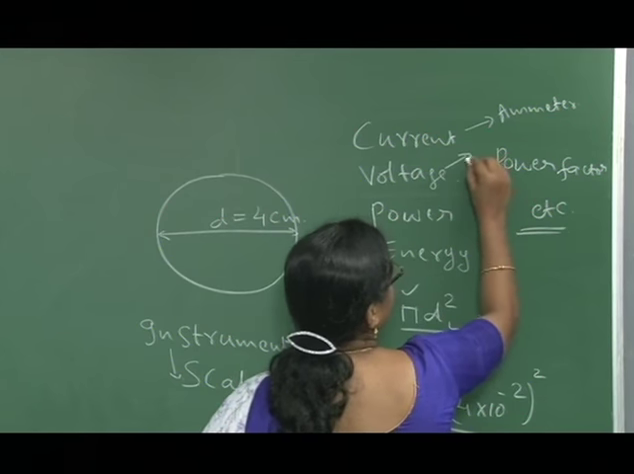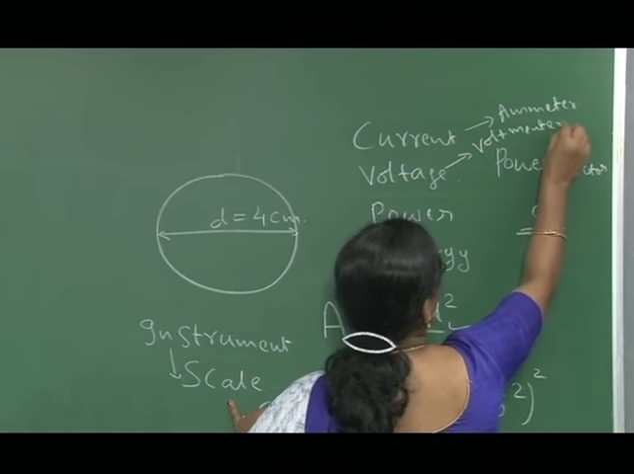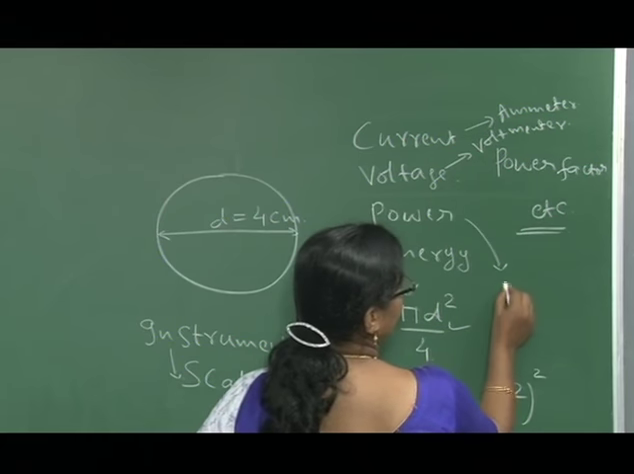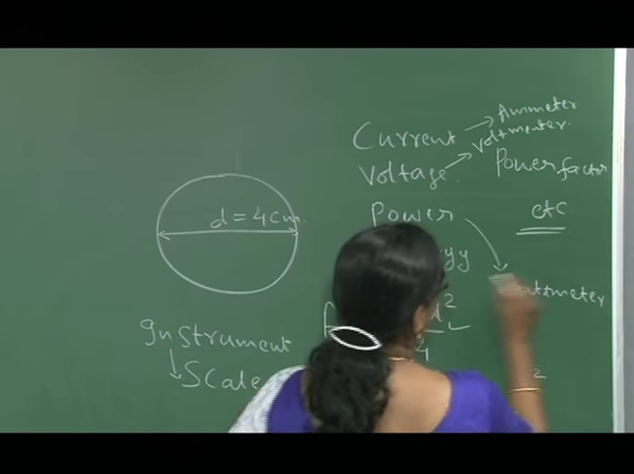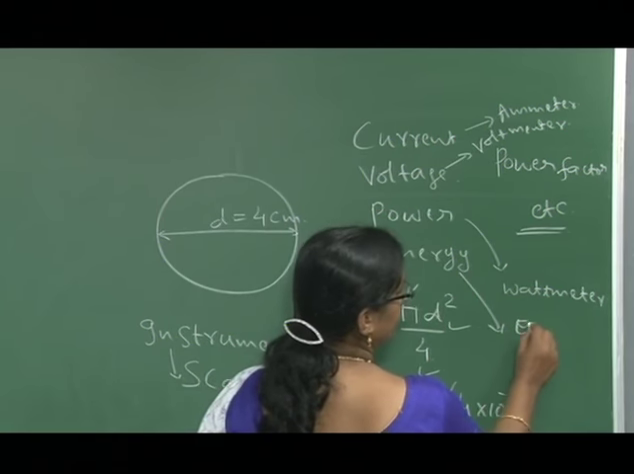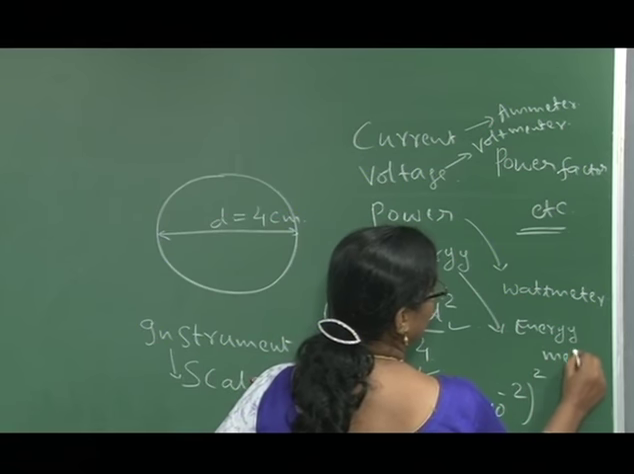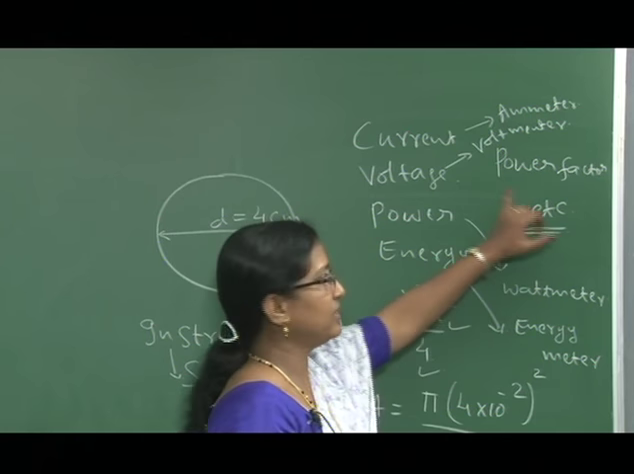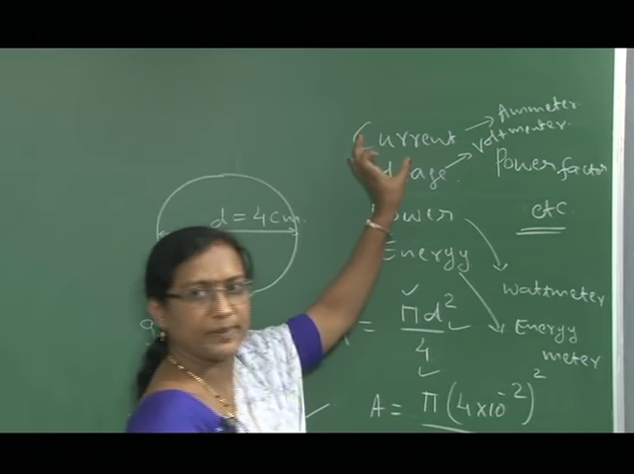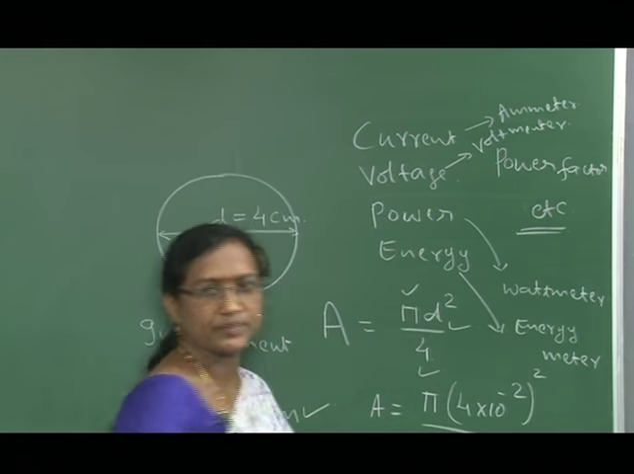The voltmeter is used to measure the voltage. To measure power you use a wattmeter. You use the energy meter to measure the energy. Power factor meter, then phase angle meter. So, for a particular parameter, you are going to use that particular meter to measure the quantity.